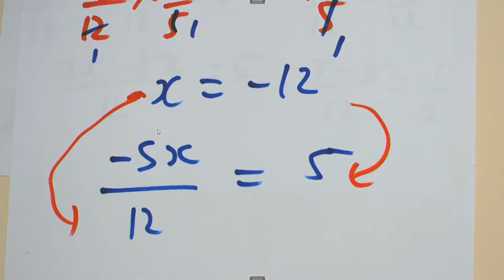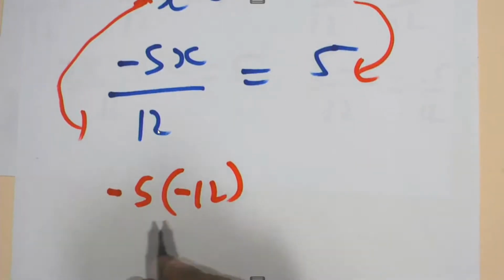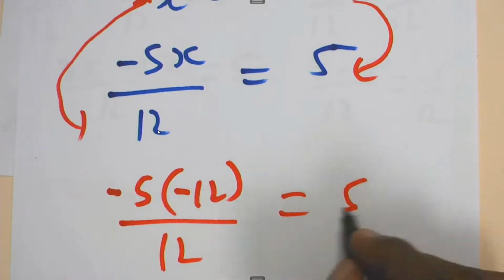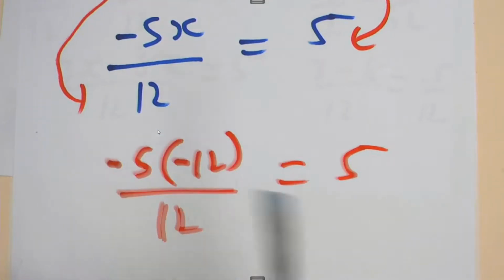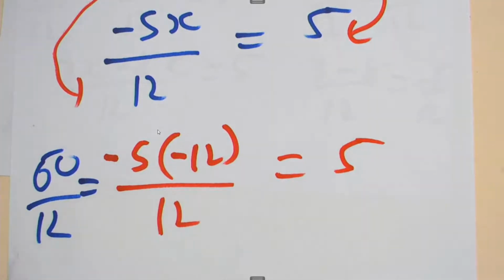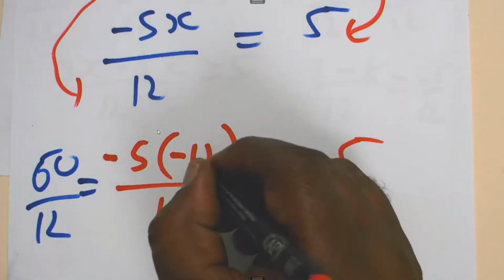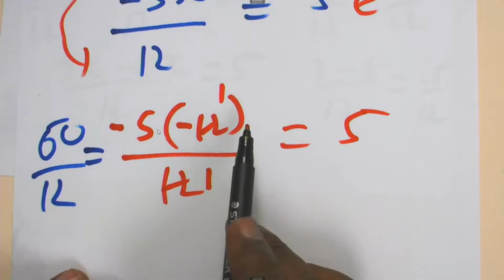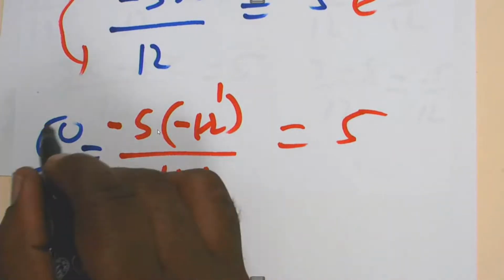How true is that? Let's see whether that is true. In other words, where there is x, we put negative 12 over 12. Is it equal to 5? Let's see what happens. Minus 5 by minus 12 is equal to 60 over 12. And how many 12s into 60? 5. So negative 1 by negative 5 gives you 5.